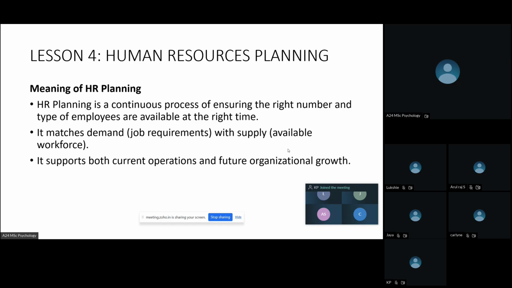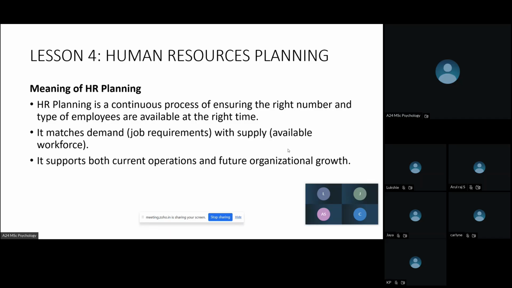And again, it matches demand with supply. Demand and supply need to be matched in terms of HR planning. So if there is a job requirement, then the workforce available within the team needs to match the demand, or the forecasting should have already happened and the hiring should be in force. If there is a job requirement, then of course there should be hiring going on, and that is how we can match the demand with supply.